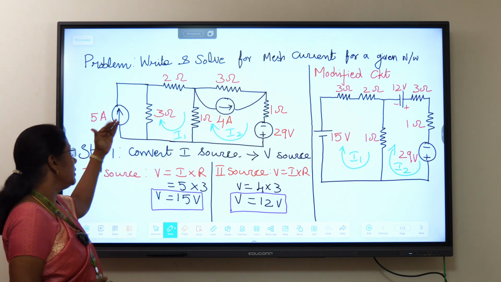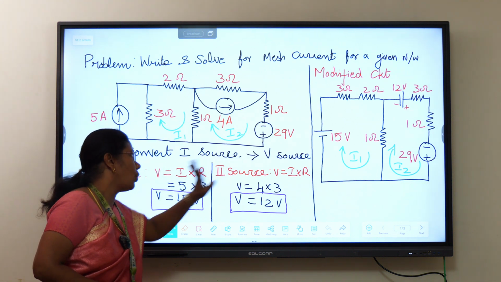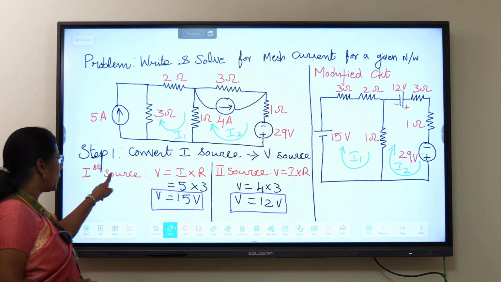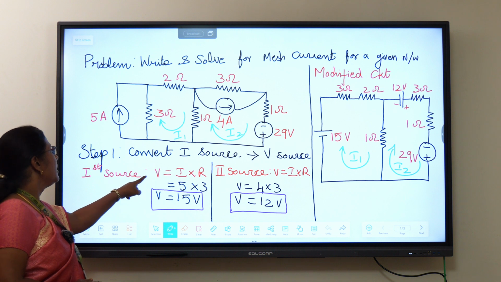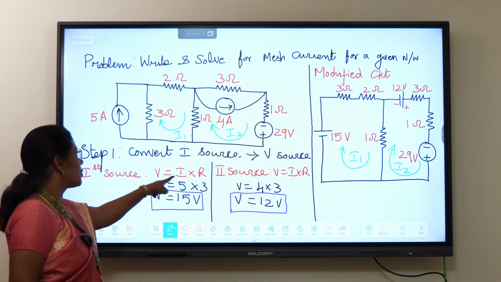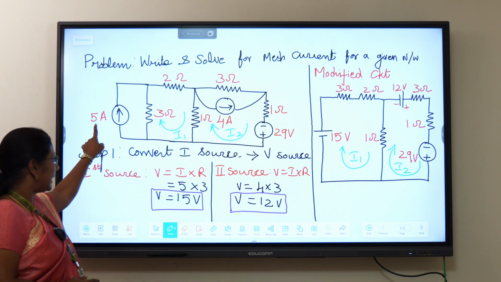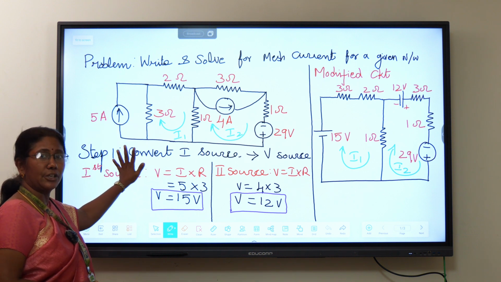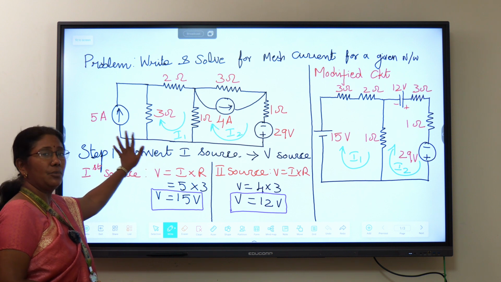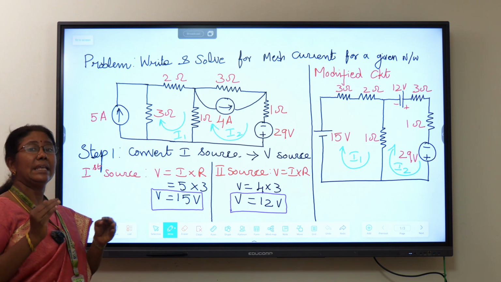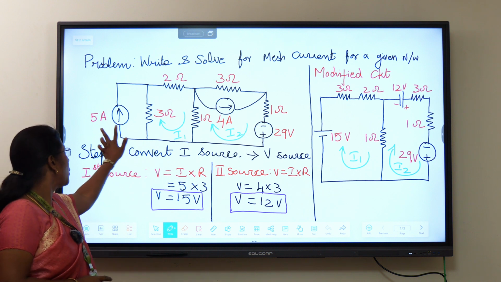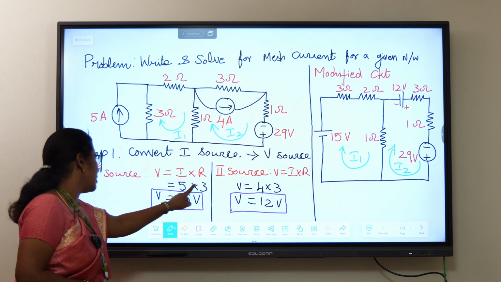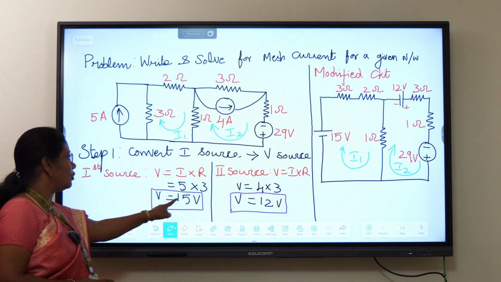How do we convert the current sources? We have two current sources. To convert a current source into a voltage source, the formula is V equals I into R. The current is given and the corresponding resistance value is given. A current source in parallel with a resistance becomes a voltage source in series with the resistance. The current is 5 amps and the resistance is 3 ohms, so the voltage will be 15 volts.